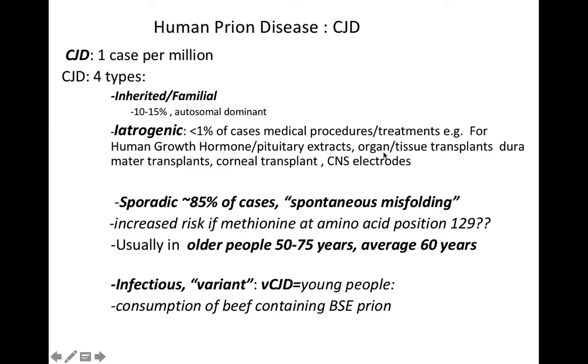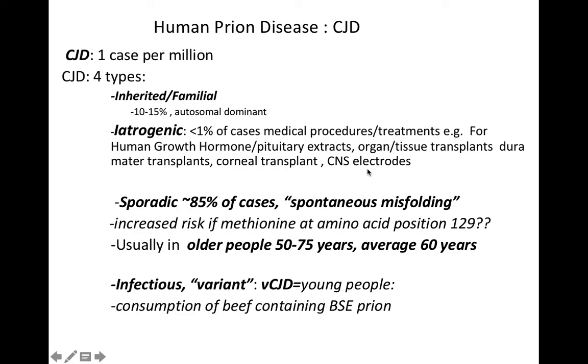And then organ and tissue transplants, so dura mater transplant, that tough covering of the central nervous system, the brain and spinal cord. When people died, they could donate their dura mater for maybe accident victims, or maybe folks that had damage maybe through cancer. And then corneal transplants, these are all tissues that contain the misfolded prion. So if you receive these contaminated tissues, then you could develop the iatrogenic Creutzfeldt-Jakob disease.